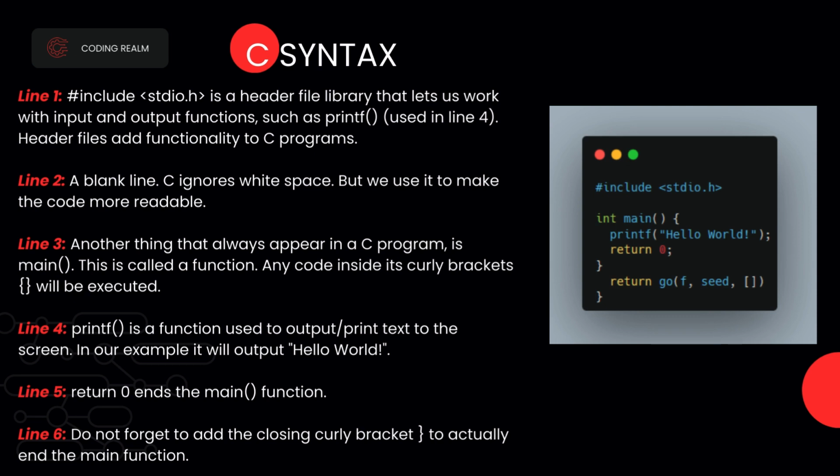Line 3, another thing that always appears in a C program is main. This is called a function. Any code inside its curly brackets will be executed. Line 4. printf is a function used to output or print text to the screen. In our example, it will output "Hello World." Line 5. return 0 ends the main function. Line 6. Do not forget to add the closing curly bracket to actually end the main function.